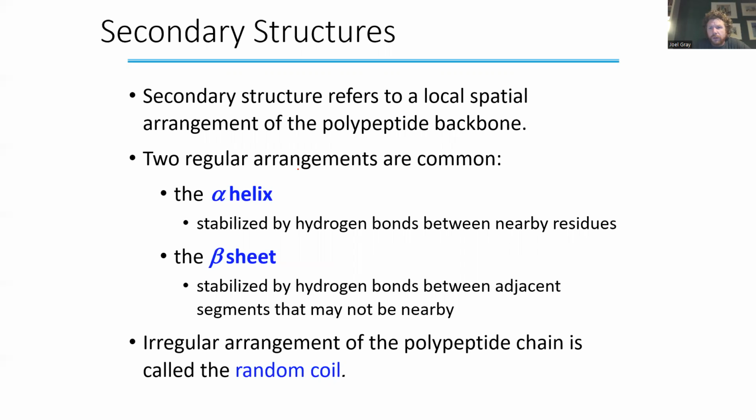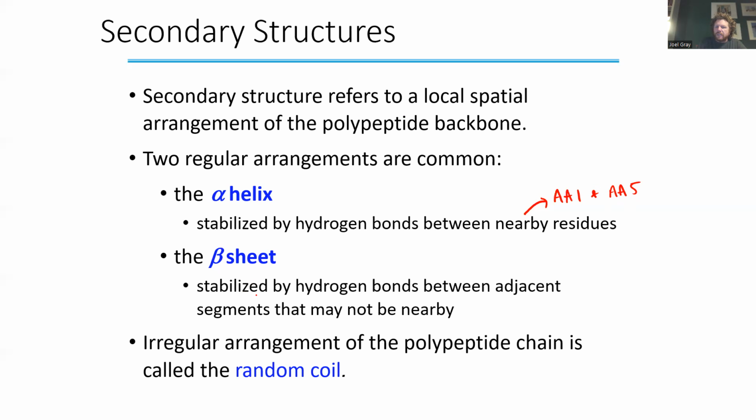So the secondary structure refers to local structures. There are two regular arrangements that are commonly found. They're known as the alpha helix and a beta sheet. These are both stabilized by backbone hydrogen bond interactions. A fundamental difference between them is their structure, but also the alpha helix is stabilized by hydrogen bonds between nearby residues. And whenever I say nearby, it would be something like amino acid number 1 in a peptide and amino acid number 5 in that same peptide.